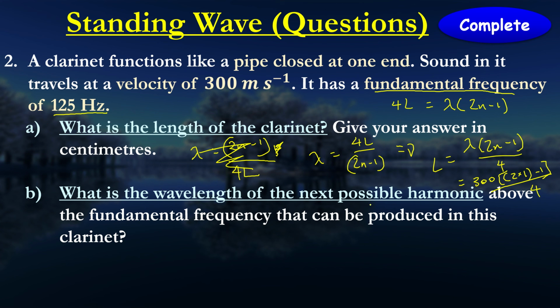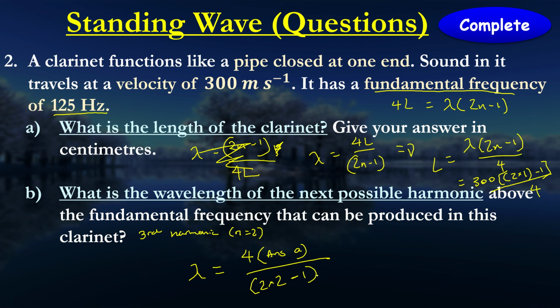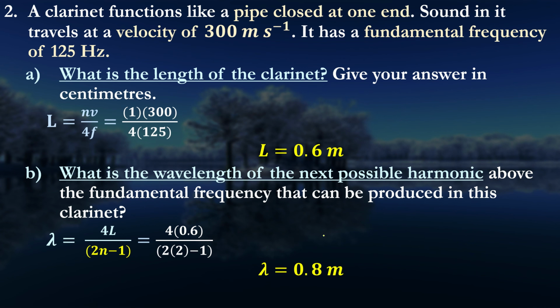What's the wavelength of the next possible harmonic? So the harmonic we're dealing with is the third harmonic, or simply speaking it's n2, the second integer. So the wavelength here is whatever wavelength we had there, from, just call it from answer A, divided over by 2 times n, which is 2 minus 1. And that will give us the wavelength as well. So that's what we get there. Okay? Those are the values there.